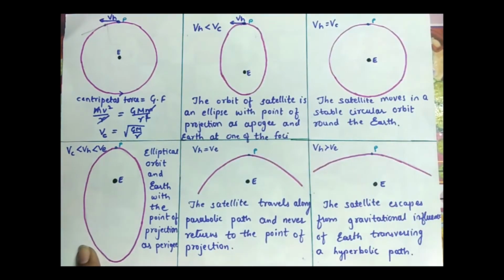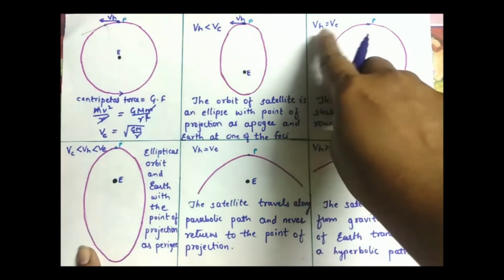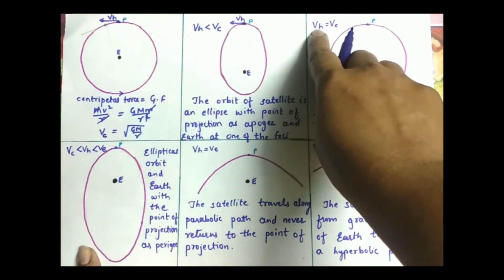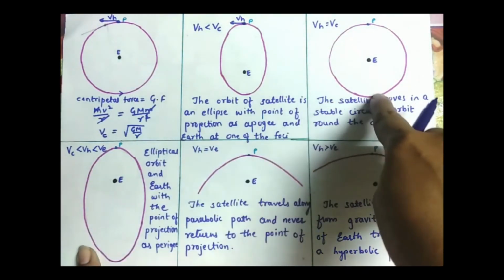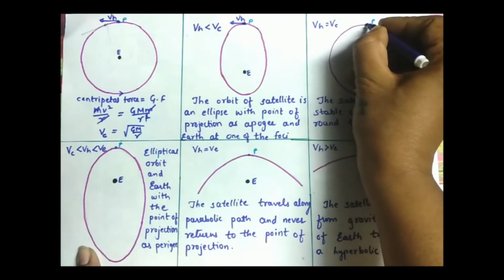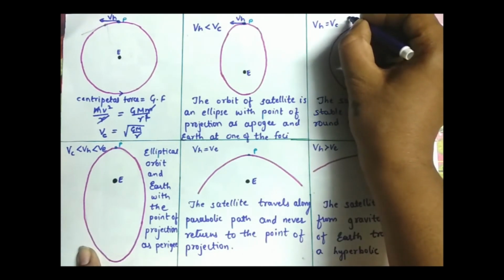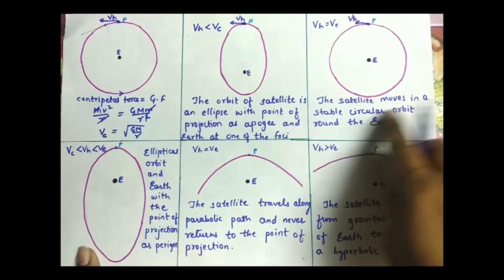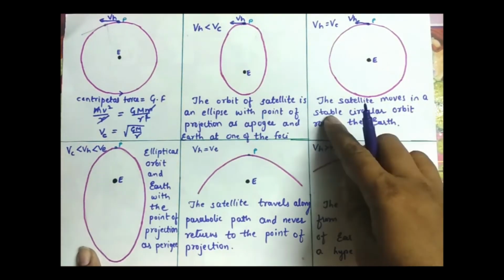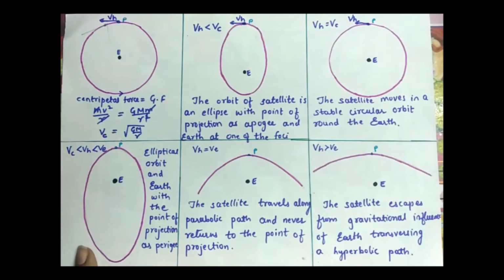Proceeding further, what will happen when the critical velocity becomes equal to the horizontal velocity? Is it the same case? In this case, this is your horizontal velocity. When this horizontal velocity becomes equal to the critical velocity, obviously your satellite moves in a circular orbit and it becomes stable. So the satellite moves in a stable circular orbit around the earth.